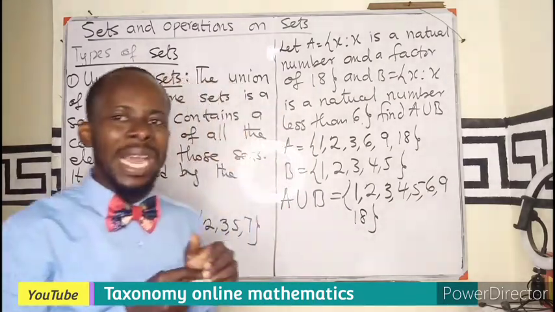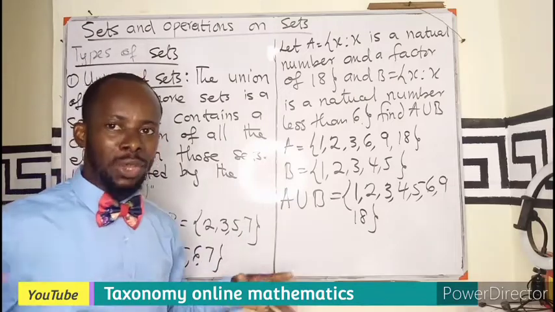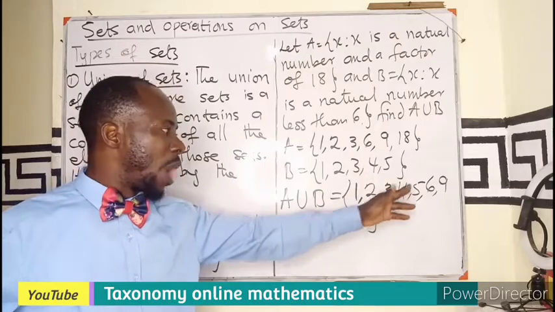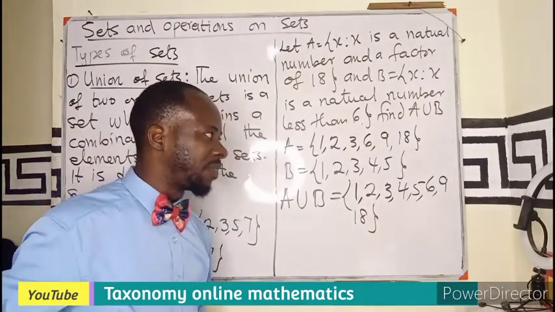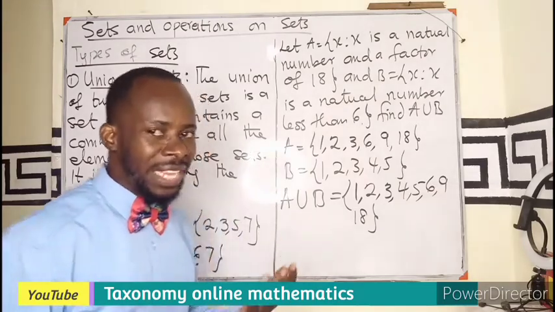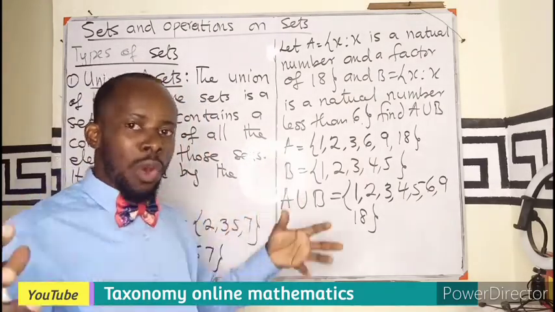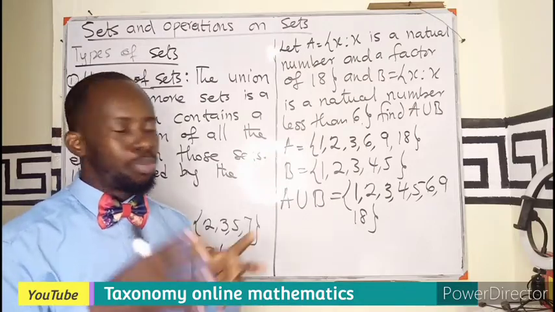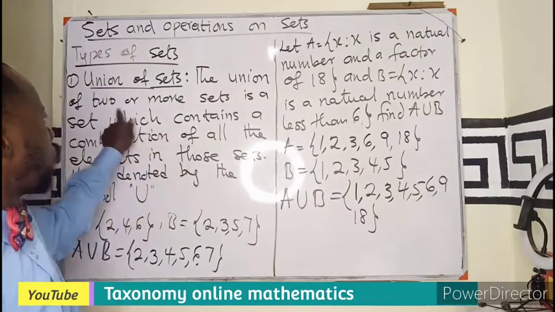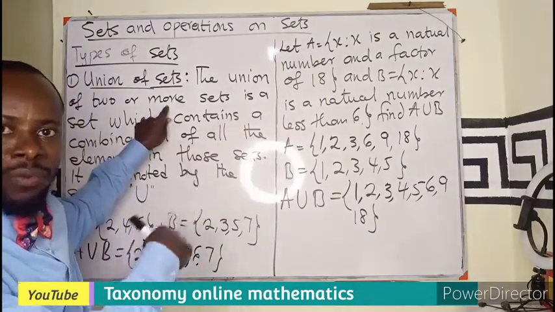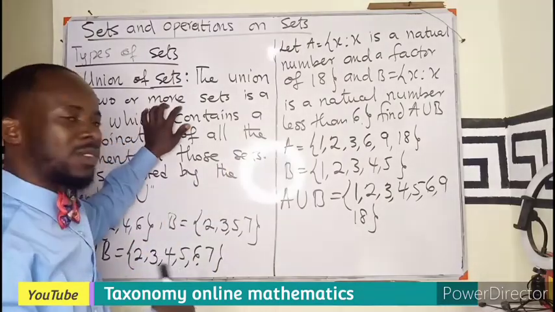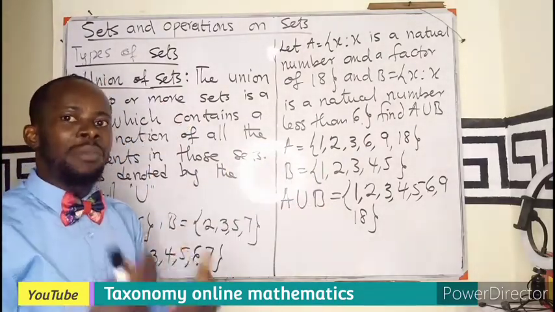So in combining these two sets, the members of this set will be 1, 2, 3, 4, 5, 6, 9, and 18. So you can see that in union of a set, we are only combining the elements, putting the elements together. But don't forget, the definition makes mention of 2 or more. So far, we are dealing with only 2 sets.